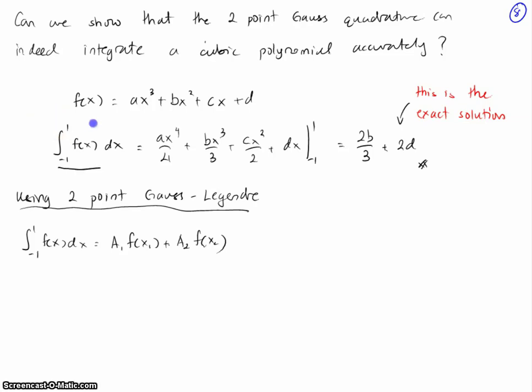So if you do this integral and evaluate it from minus 1 to 1, this can be performed easily, where you get this particular expression over here. Now when you substitute in the limits of 1 and minus 1, you will end up with this expression. So we know that this is the exact solution of this integral if we evaluate the cubic polynomial like this. Now if you use a 2-point Gauss Legendre quadrature, we will write the same integral as a1 f at x1 plus a2 f at x2.